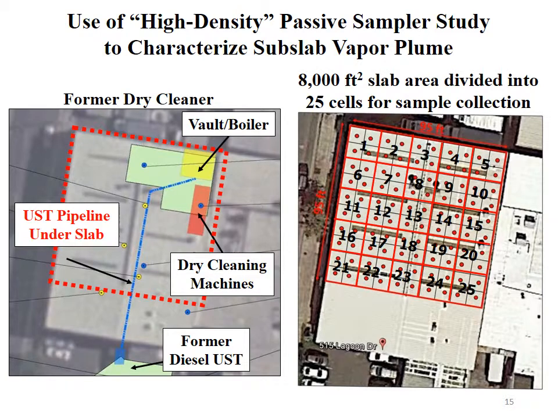Here's a map of the dry cleaner setup on the left. So you see the vault, the boiler, dry cleaning machines were in the upper right hand corner. Anyone who's worked at dry cleaners would know this is an immediate red flag. This is where you would think you would find most of the contamination. Keep in mind this blue line here down the middle. This was a former diesel tank that fed the boilers. So underneath the slab, there's a pipeline that connected up to the boilers. We'll look at that later on.